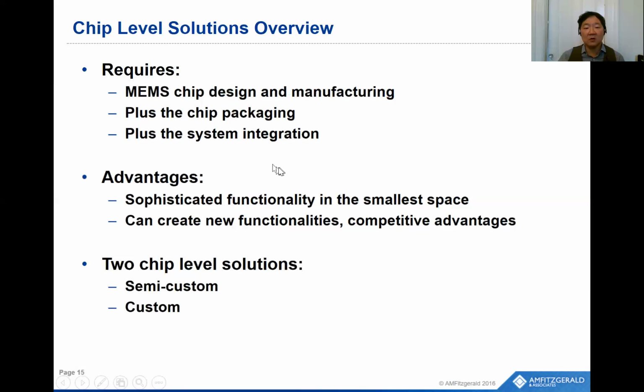You can see this is more involved. The reason why you might want to do this is, first of all, this is probably going to provide the most sophisticated functionality in the smallest amount of space, and this can create new functionalities and therefore competitive advantages. So let me start with a semi-custom solution.